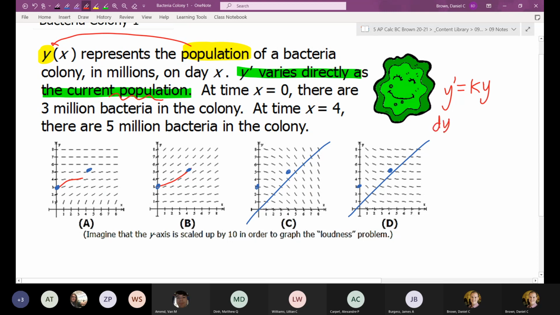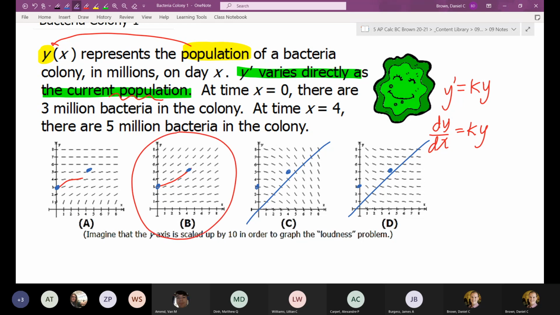Y prime is the same thing as dy dx, which is then, of course, equal to k times y. Without solving it too much, you can imagine I'm going to have to divide by y, so I'll have 1 over y. When I integrate that, that'll become the natural log of y. How do I get rid of a natural log? Take the e of both sides, which will turn it into an exponential. So which graph is the exponential? The answer is definitely B. Now we are going to solve this one, and that will make that choice just as obvious.